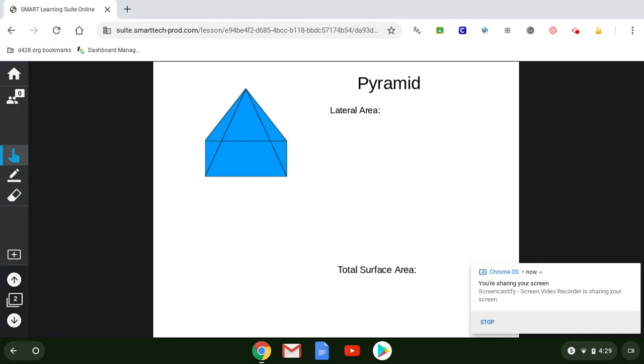We have to do the lateral area and the surface area. Remember, we do lateral area first. Lateral area is the area without the bases or base in this situation because pyramids only have one base.